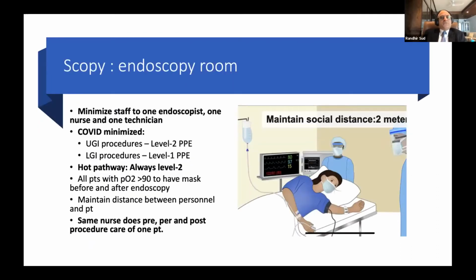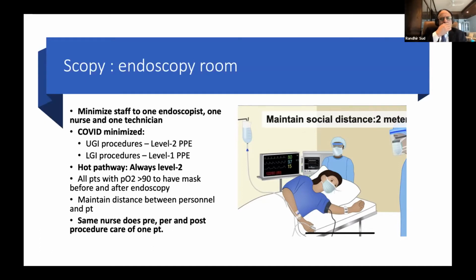So we come to the 4th S, which is the endoscopy. In the endoscopy room, we must minimize staff to 1 endoscopist, 1 nurse, and 1 technician. And in COVID minimized upper GI procedures, as I told you, it will still continue to be level 2 PPE. That means that you will have to have an N95 mask, water repellent gowns, and preferably a face shield. And for lower GI, you can use level 1 PPE: the surgical mask and just an apron. But hot pathway, always level 2.